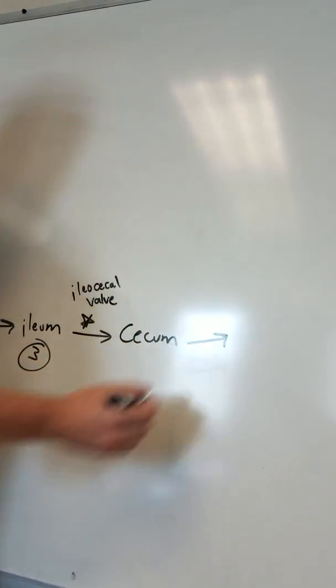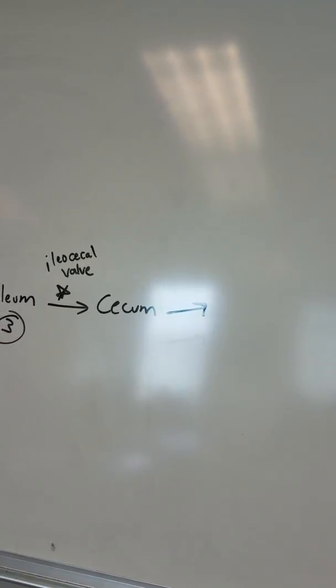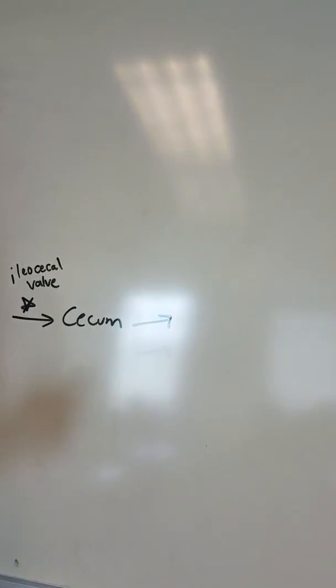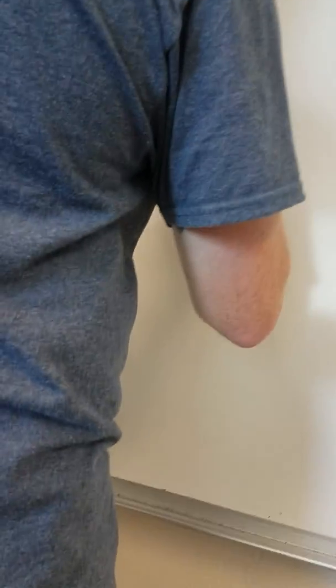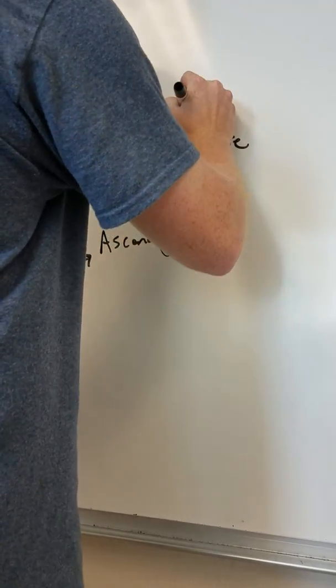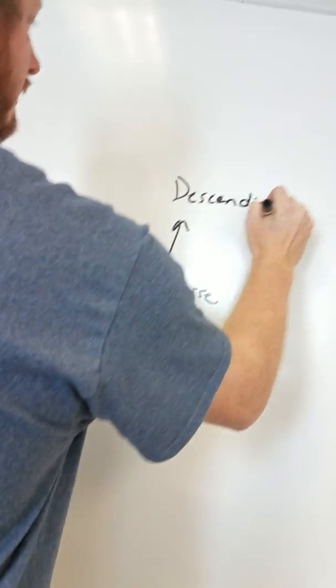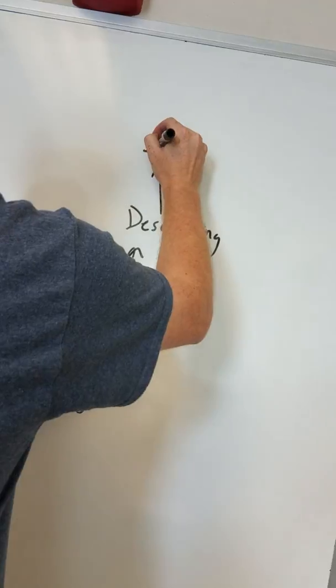All right, so what are the main parts of the large intestine that we talked about? Ascending, transverse, descending, and then the sigmoid. Right, so you have ascending, transverse, descending, and then sigmoidal.